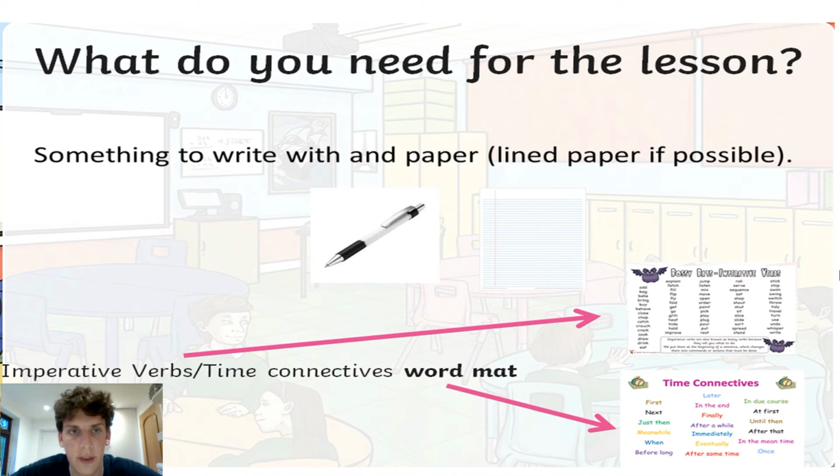Right, so what you're going to need for the lesson, you're going to need something to write with and paper, lined paper if possible, but if you don't have lined paper then don't worry about it. You're also going to need the imperative verbs and the time connectives word maps, which can be found on the Year 5 section of the Online Learning on the Grange website. They will also be on some of the slides in this video, but I think it is important that you have them in front of you as well, okay?